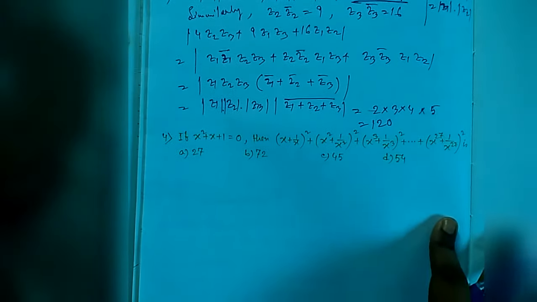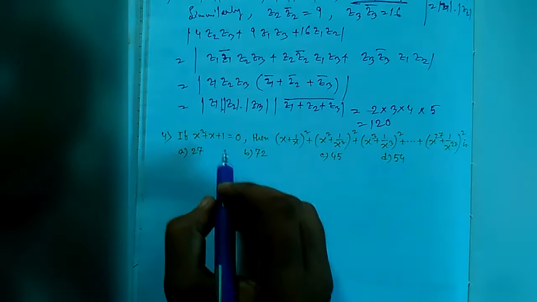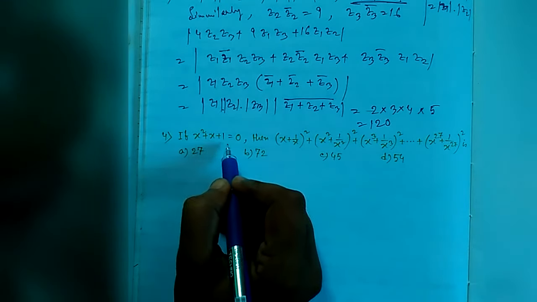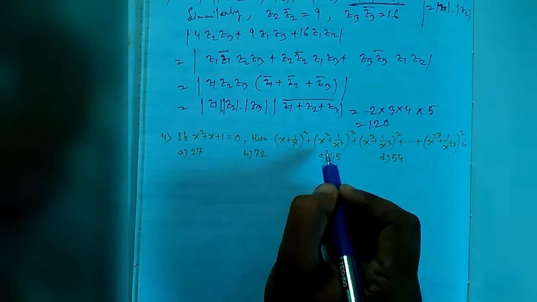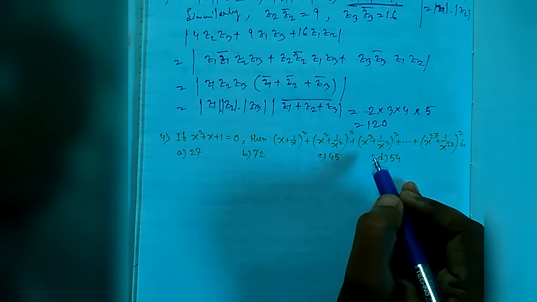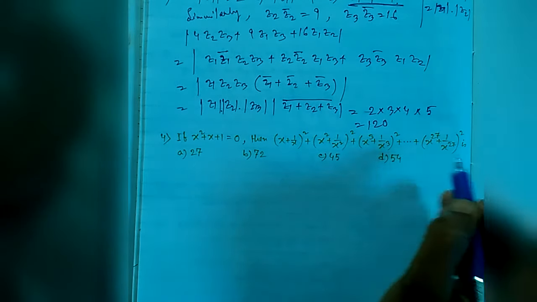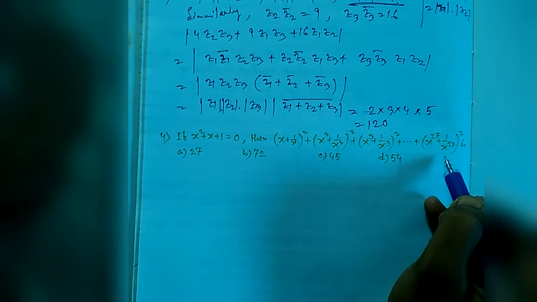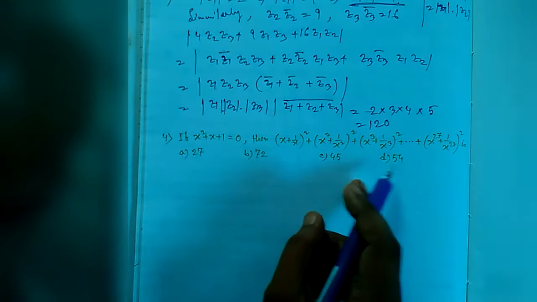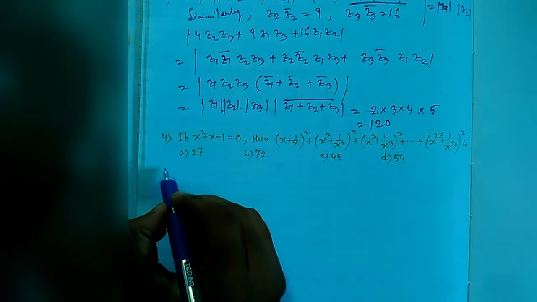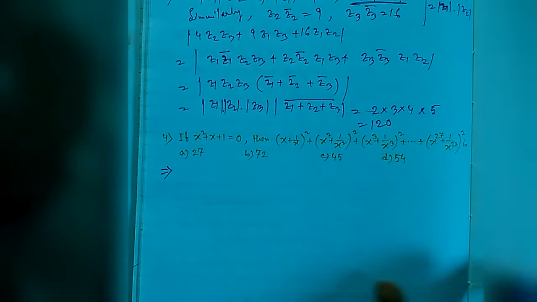Okay. Let us take another problem. If x square plus x plus 1 equals 0, then (x plus 1 by x) whole square plus (x square plus 1 by x square) whole square plus (x cube plus 1 by x cube) whole square plus dot dot, up to (x to the power 27 plus 1 by x to the power 27) whole square. This value will be 27, 72, either 45 or 54. First watch my video and try it yourself.